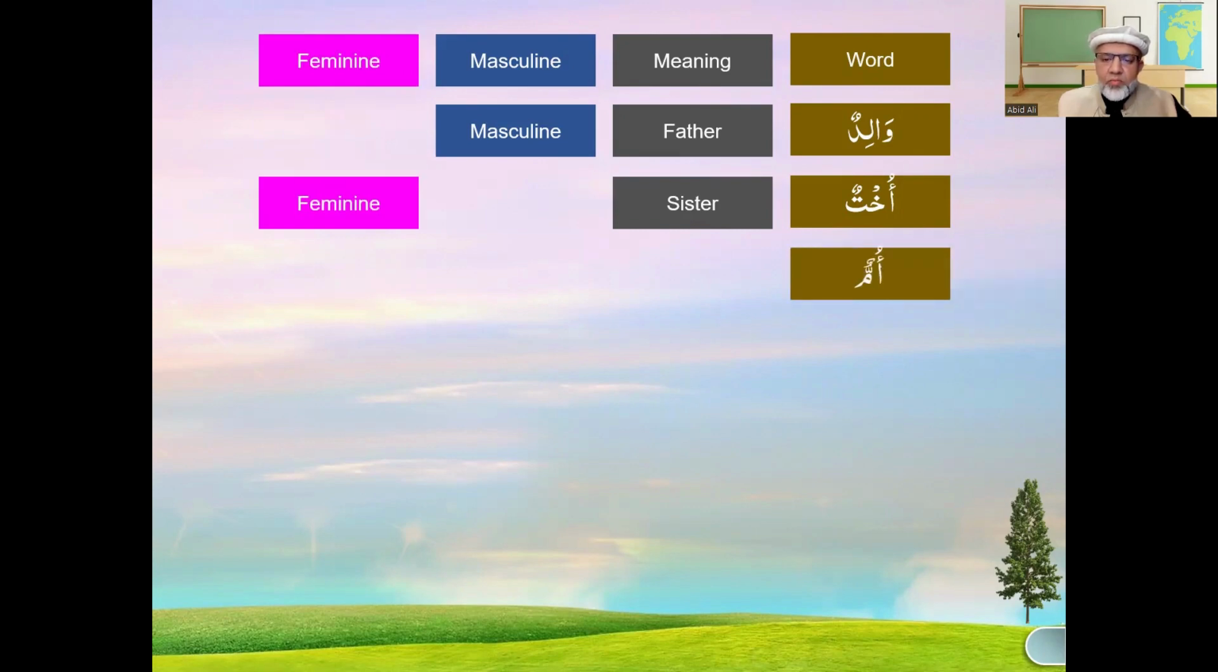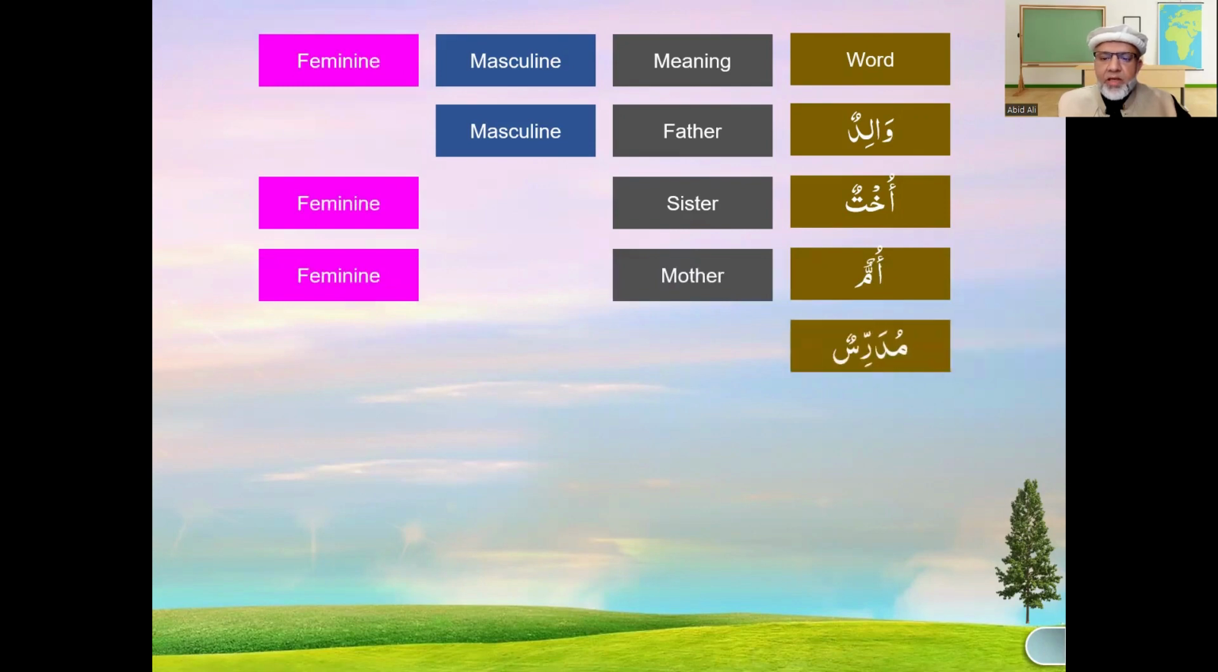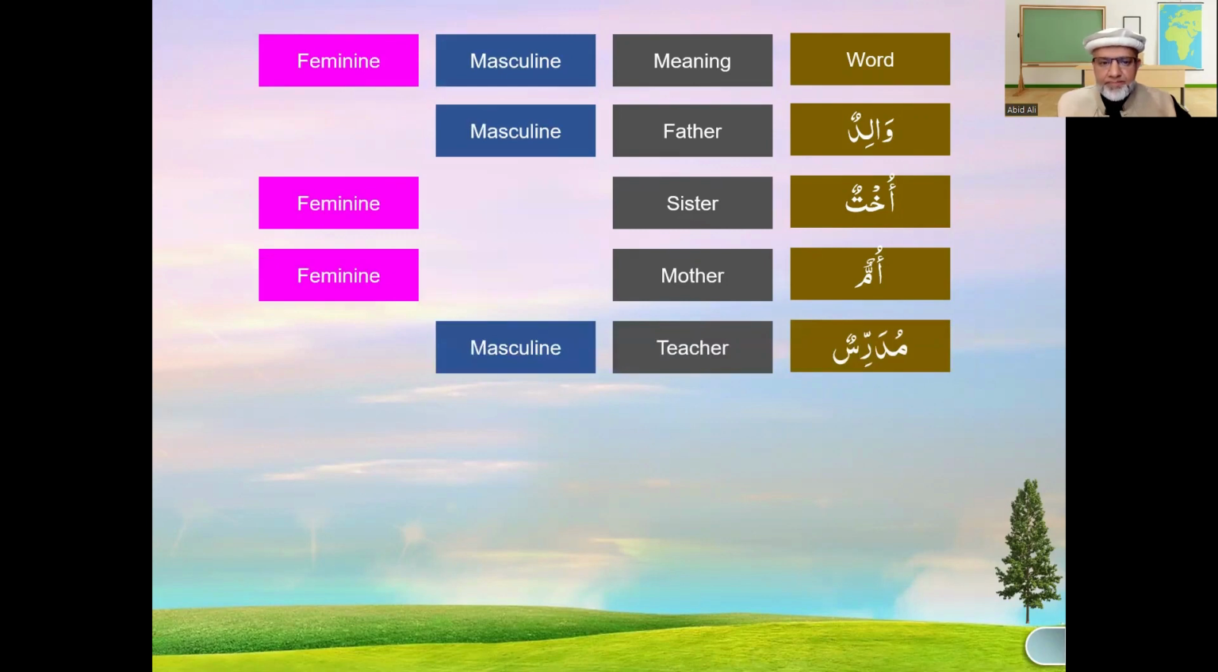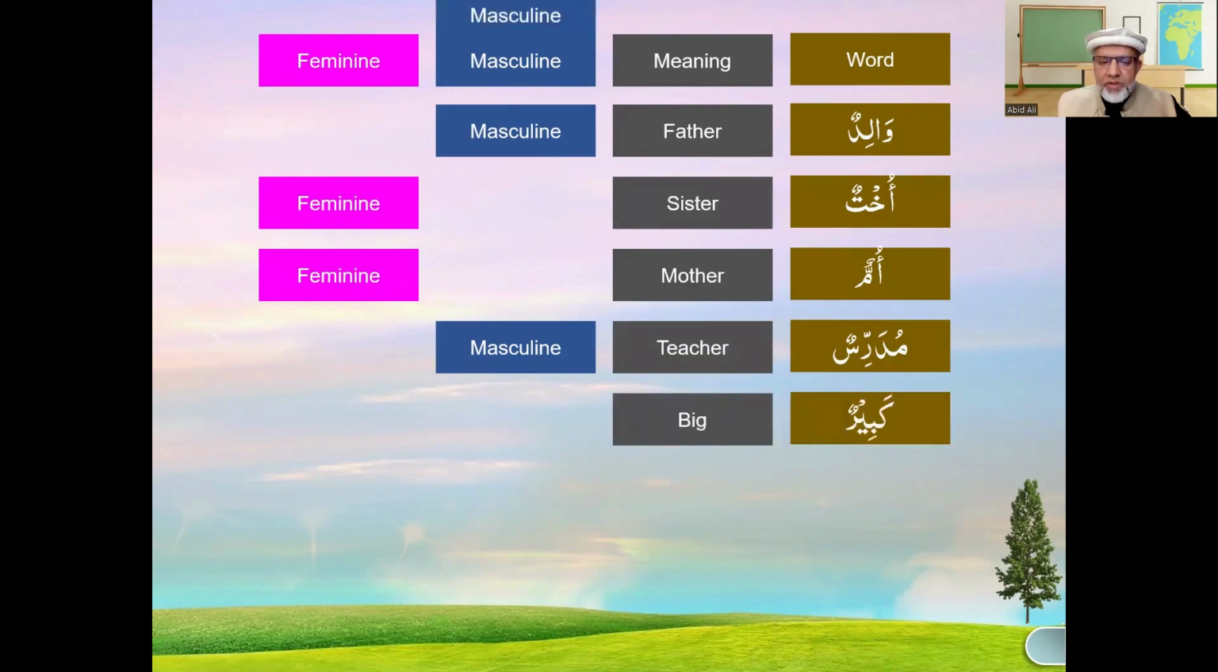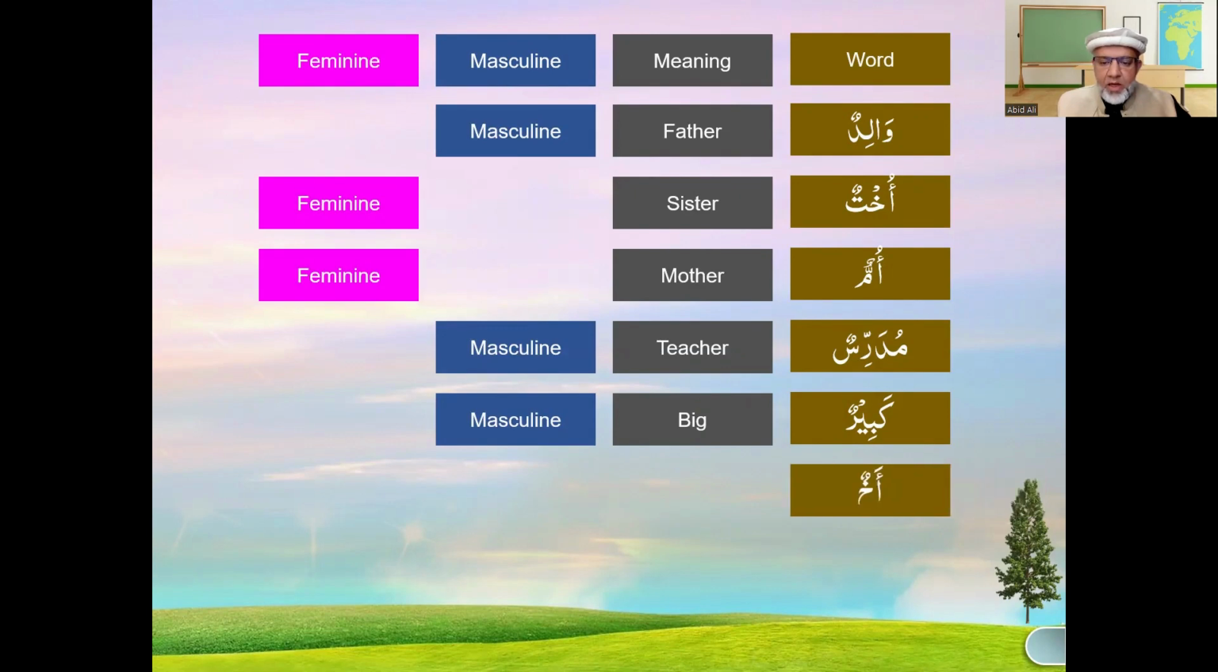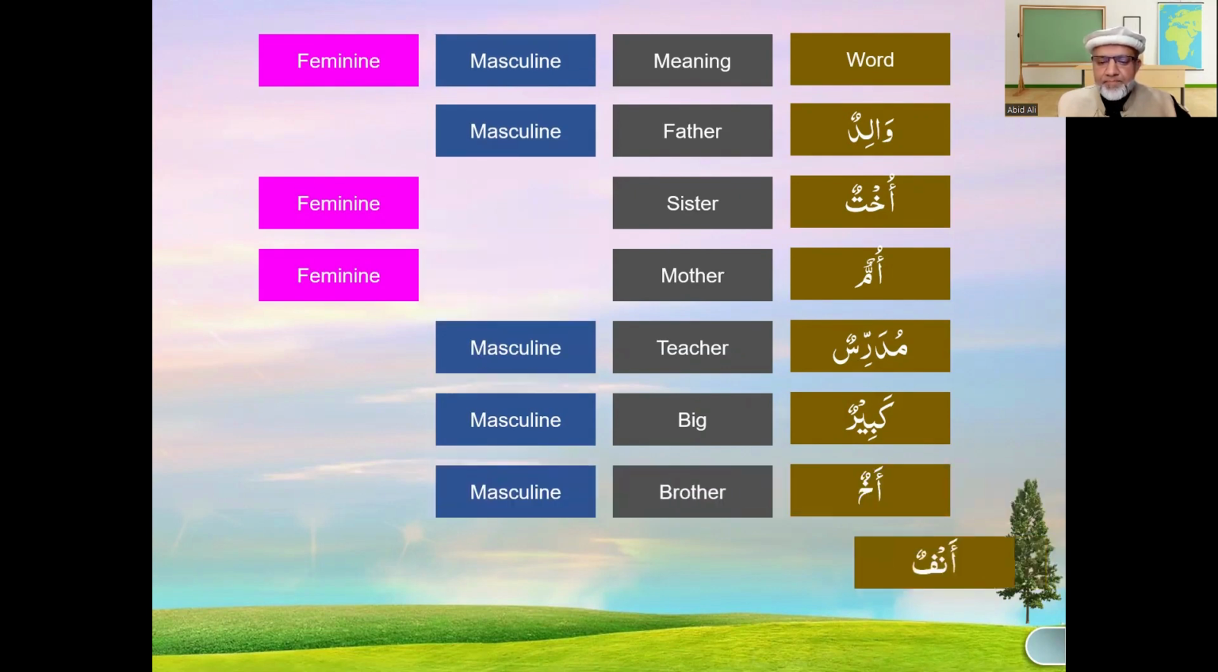And then we have ummun. Ummun means mom, mother. So it's feminine. Mudarrisun, the meaning of mudarrisun is teacher, and teacher is masculine. Okay. Kabirun, big, and we can see that it doesn't fall into one of those categories yet. There is no ta marbuta. So this is masculine. If there was kabiratun, then it would have been feminine. Akhun, brother, that means it's masculine.